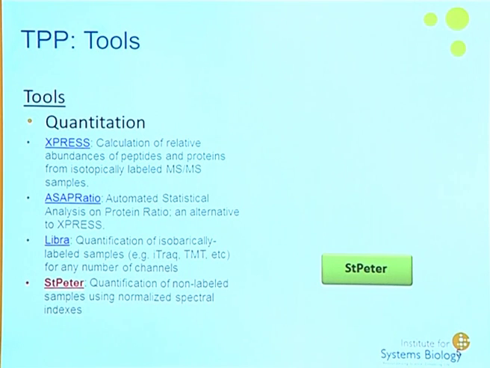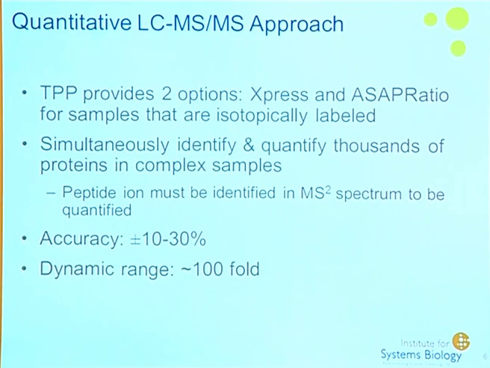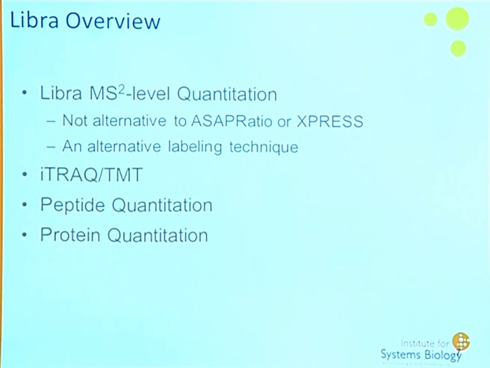And the last thing, which we'll talk about tomorrow, is this new non-labeling quantitation component called St. Peter, which is a re-implementation. So we now have those components all being developed and brought through at the same time. Here is where we talk about these 2 options and how we can get this quantitation done based on isotopically labeled samples, either chemically or through metabolic labeling. Really, it's trying to simultaneously identify and quantify all of these in your complex samples, and how do you actually get that with good accuracy and good dynamic range.